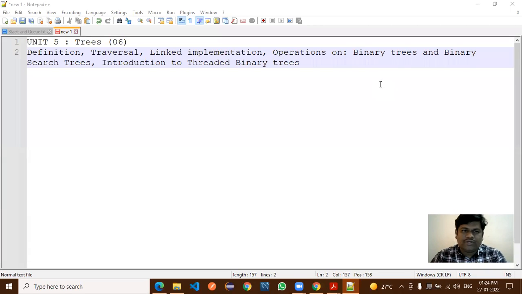In the tree chapter, we will discuss the definition, how the tree is traversed, and then linked implementation. Different kinds of trees are there. First we'll discuss the binary tree, after that the binary search tree, and the next one is the threaded binary tree. We'll discuss each type of tree and what kind of operations you can perform on them.